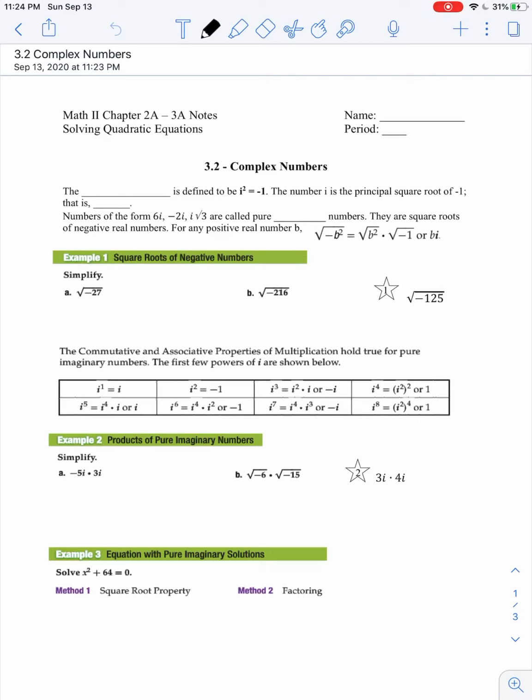Happy Thursday, or whatever day this ends up being. I think this is going to end up being Thursday's lesson. But if that's not the case, then happy day, whatever day it is.